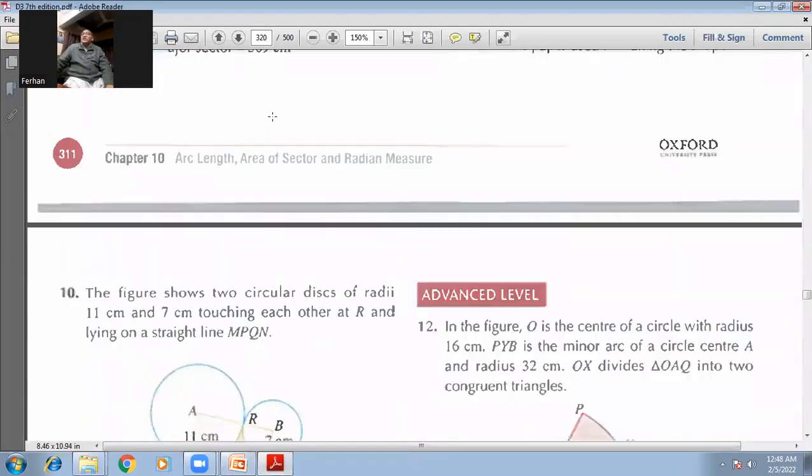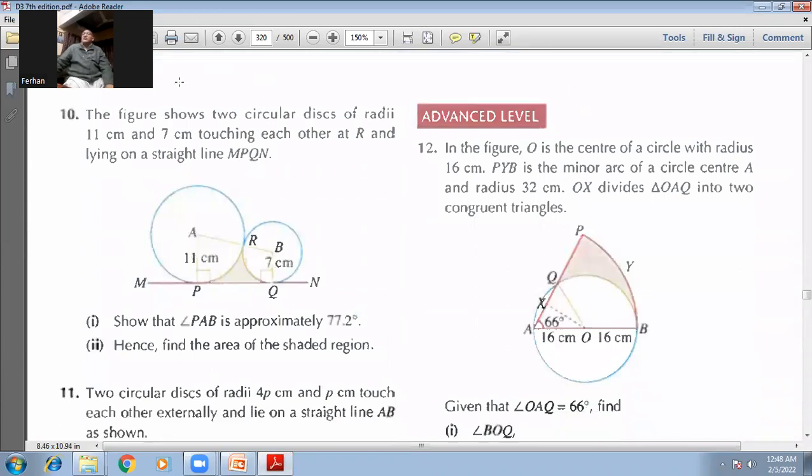Okay, so we are going to the next question. The next question coming up on your screen is question number 10. It says the figure shows two circular discs of radii 11 centimeter and 7 centimeter touching each other at R and lying on a straight line PMQN. Show that the angle PAB is approximately 27.2 degrees. Hence, find the area of the shaded region. So we have to find this shaded region.